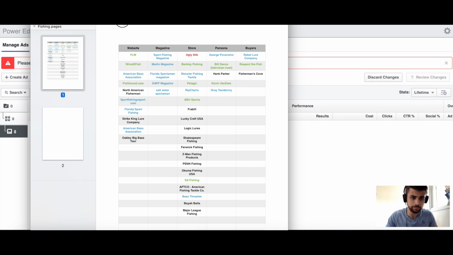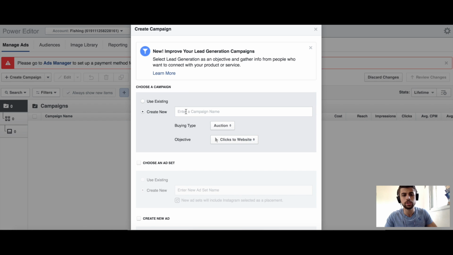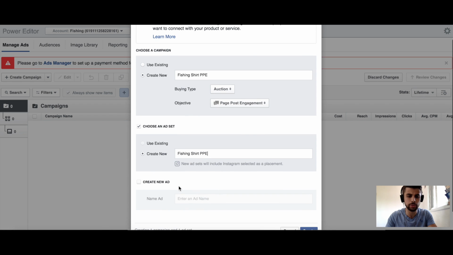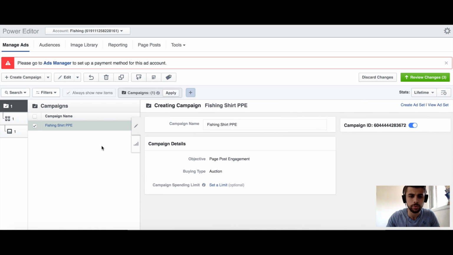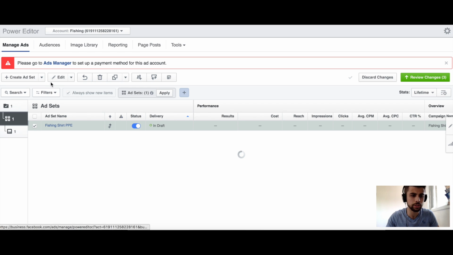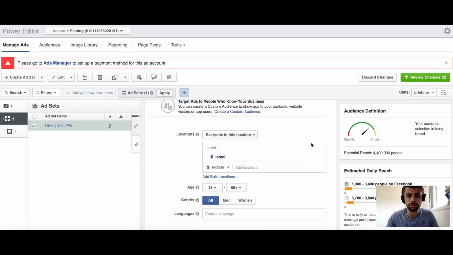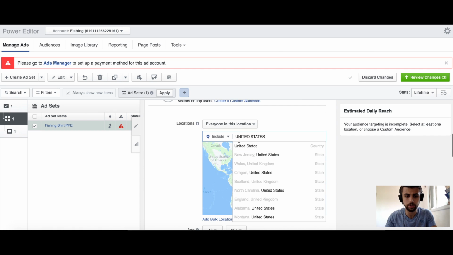What do I mean by that? Let's make an ad for a second so I can show you exactly what I'm talking about. Let's go with a fishing shirt, it really doesn't matter. I just want to do it really quickly so we can get to the targeting part. Okay, there we go. Fishing shirt. So we're going to edit that and go right up to the targeting. Excellent.